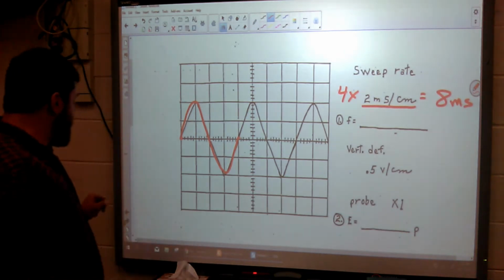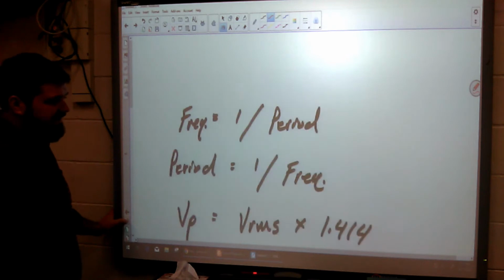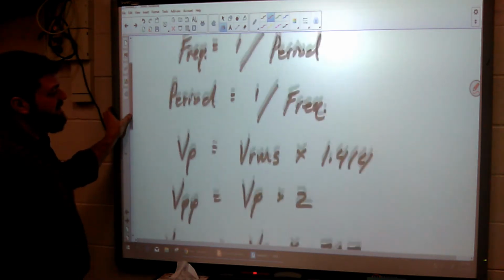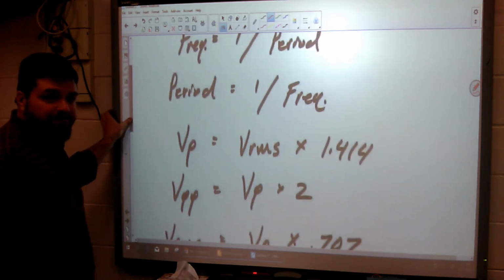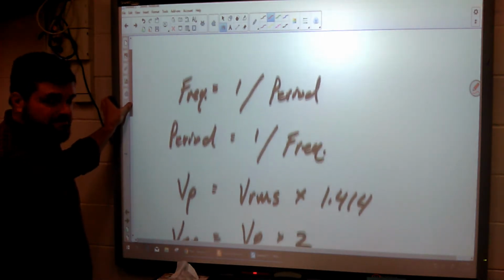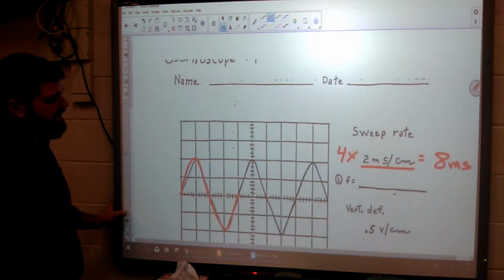Now, I did send you guys a sheet that looks like this, and you probably have it memorized. Again, this is all review. It was at the end. Those are the formulas you need. So you may want to be looking at that at the same time.